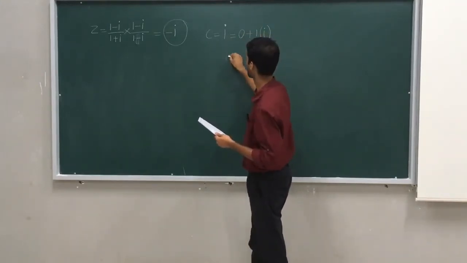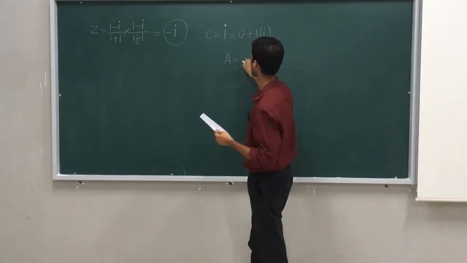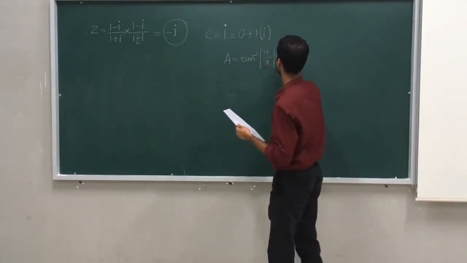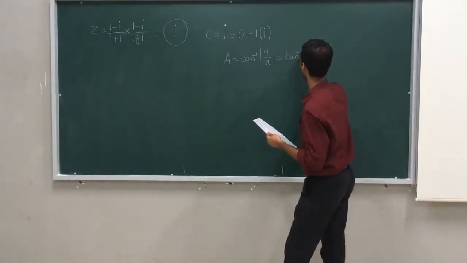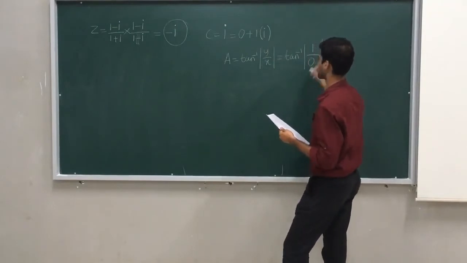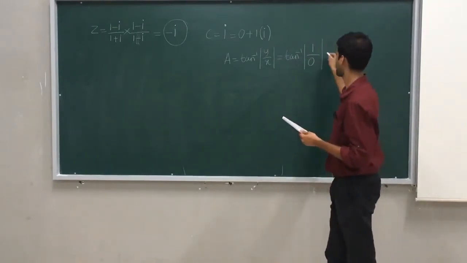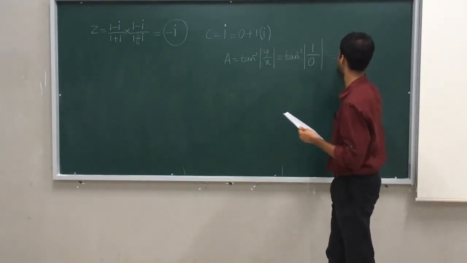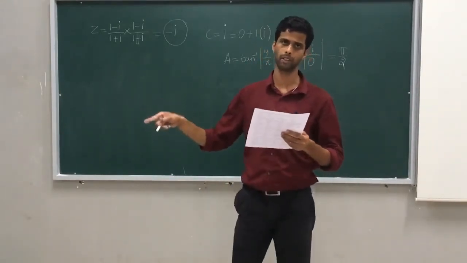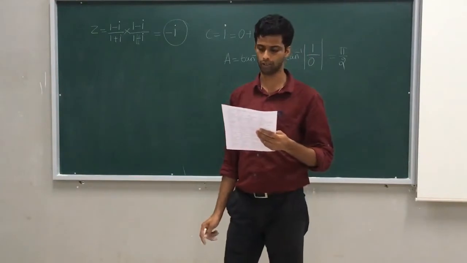Argument means what? Argument is given by tan inverse of y by x, we all know. Here y is 1 and x is 0. 1 by 0 is not defined. Tan inverse of not defined is pi by 2. Therefore, pi by 2 is the argument of this particular complex number. Option D is the right answer for this question.